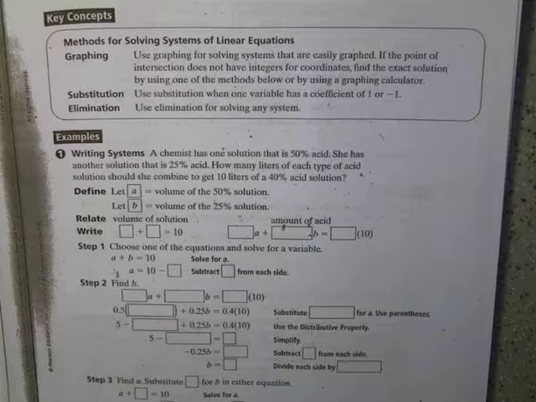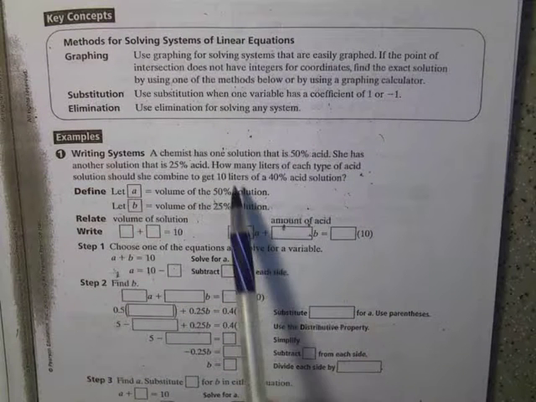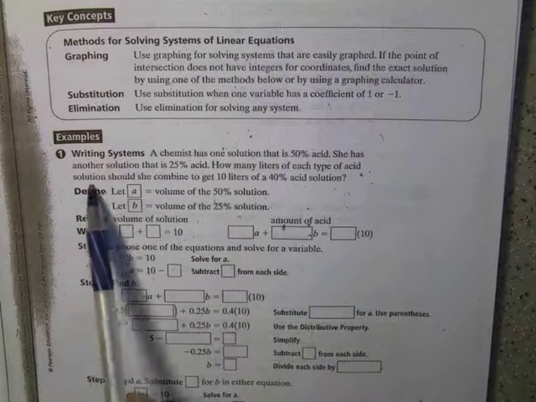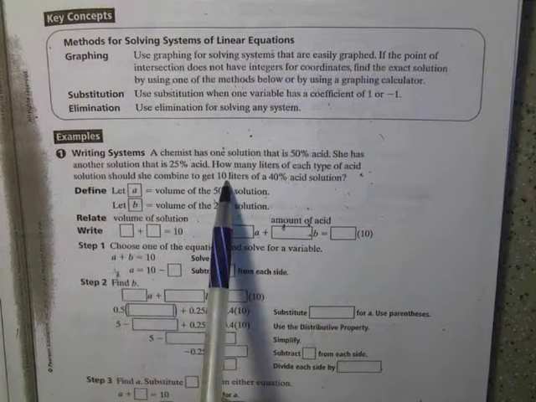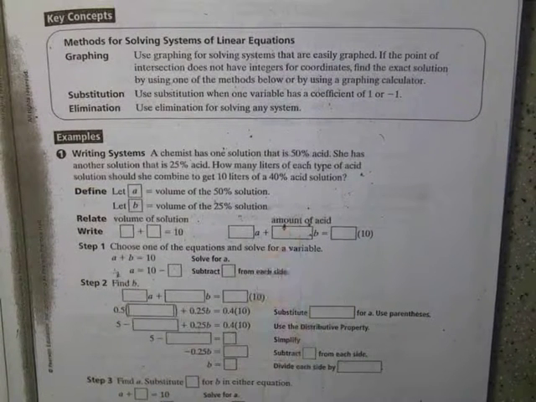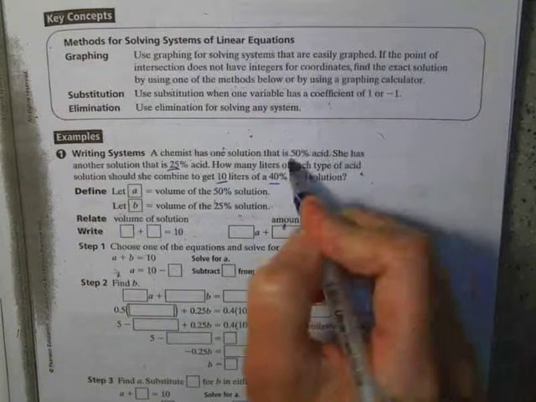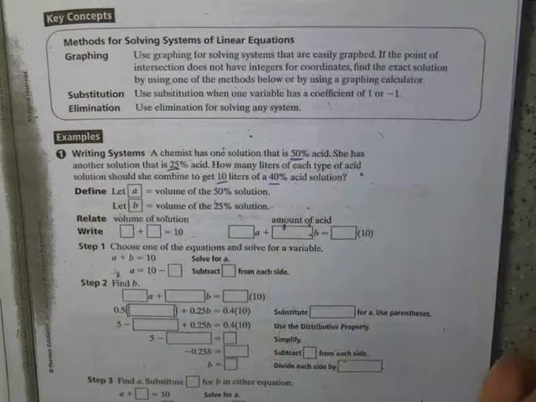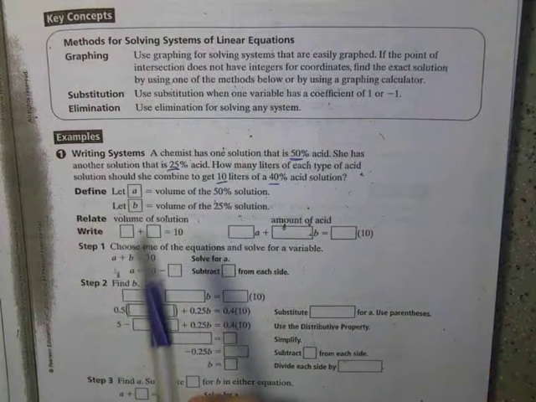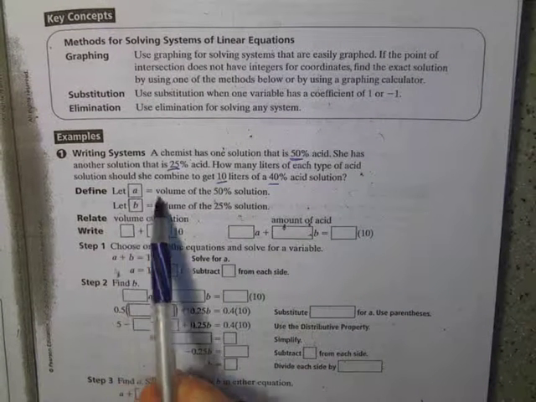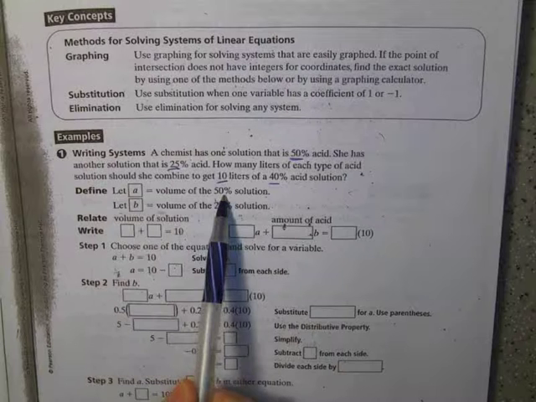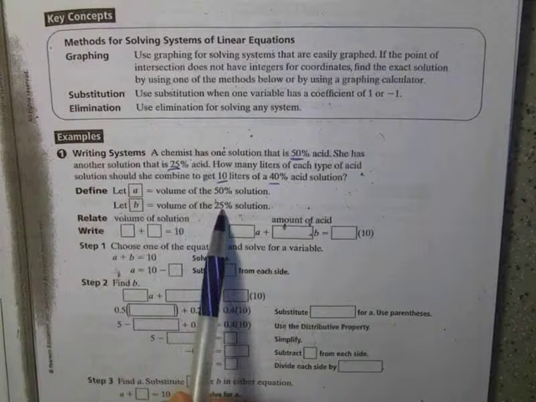It says the chemist has one solution that is 50% acid. She has another solution that is 25% acid. How many liters of each type of acid solution should she combine to get 10 liters of a 40% acid solution? So we have a lot of numbers floating around here, so let's look at how we would put this together. First of all, we're going to let A be the volume of the 50% solution and B the volume of the 25% solution.